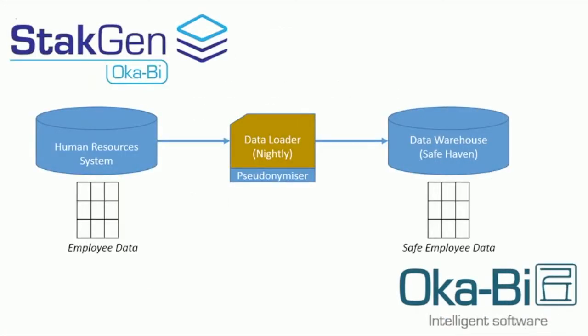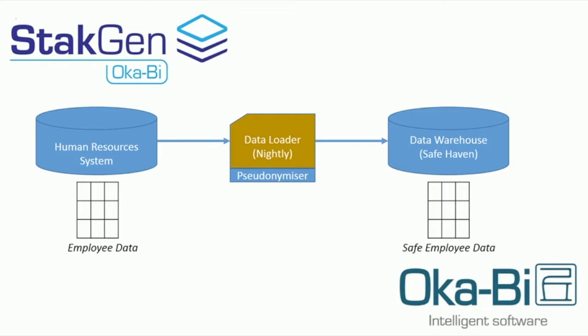So here is the logical view of the system that we're going to be automating. On the left, we have the human resources database. And within that, there's an area of employee data, with each column containing an employee's details such as name, address, date of birth, gender, and so on. What we need to do is create a process that takes the data from the human resources system and loads it to the data warehouse on the right.